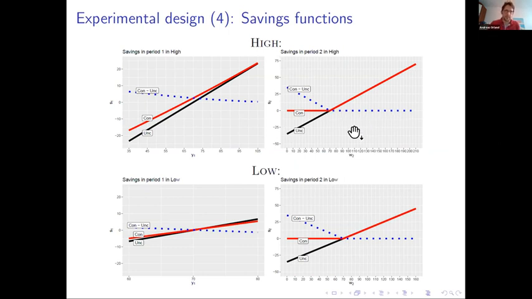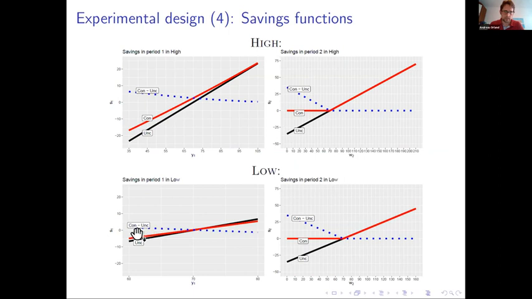You should anticipate that you are borrowing constrained already in period 1, and that's what you see here. So when you're unconstrained, it's the black line, and when you're constrained, you should save. You should always save more or borrow less, and this difference between the two is strictly positive.